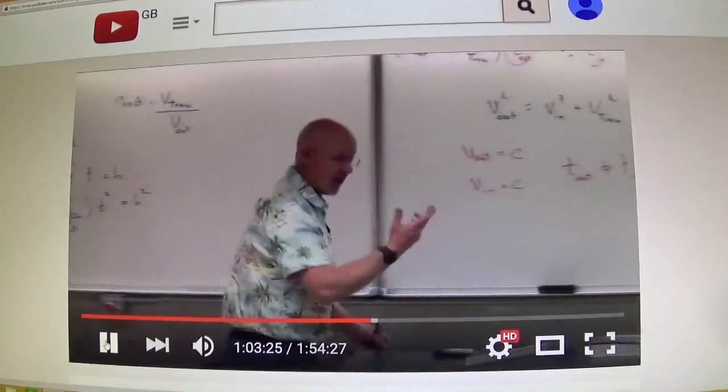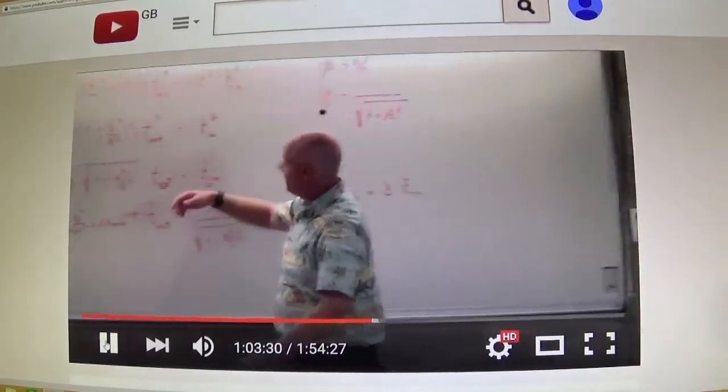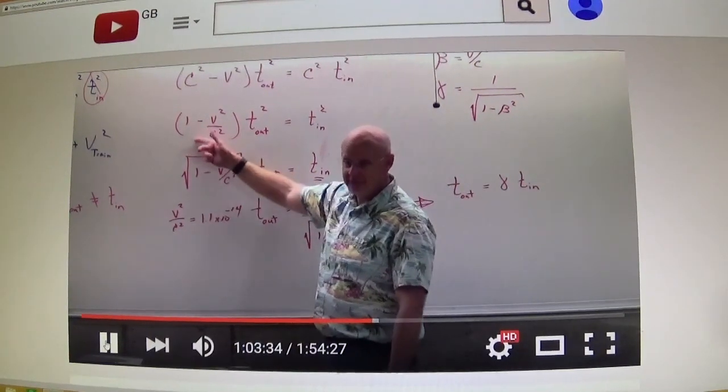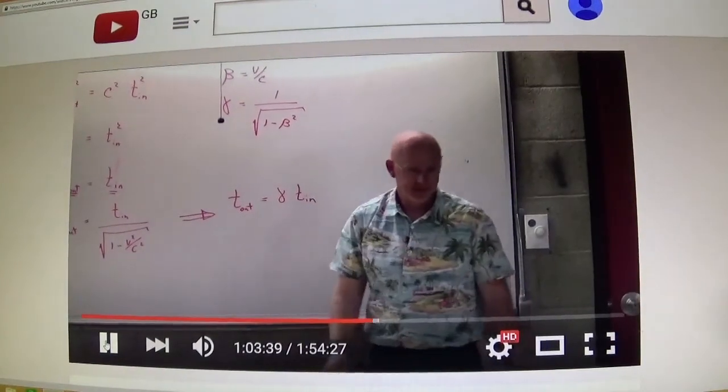But carrying on, we will now get to the contradiction. Because calculating gamma is not real hard. I mean, let's face it. What are you going to do to get gamma? You're going to take the speed. You're going to divide it by the speed of light. You're going to subtract it from 1. You're going to take the square root. You're going to take the reciprocal, and you got gamma.